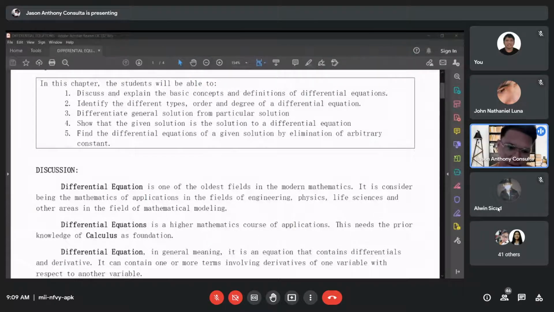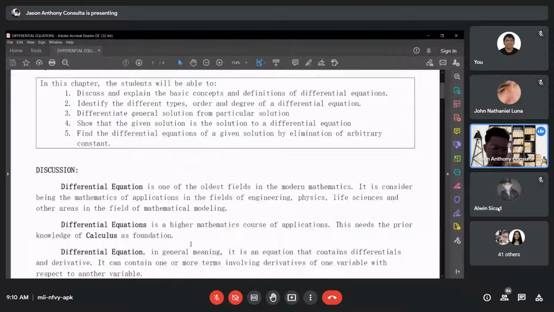So, dito sa differential equation, one process in solving the differential equation, or finding the given solution of a differential equation, is by elimination of arbitrary constant. I-eliminate naman natin yung arbitrary constant. Parang balik-balik lang. So, okay. Let's continue.